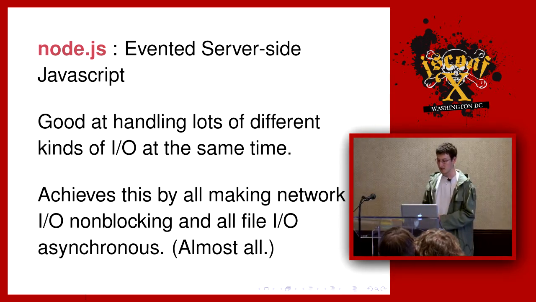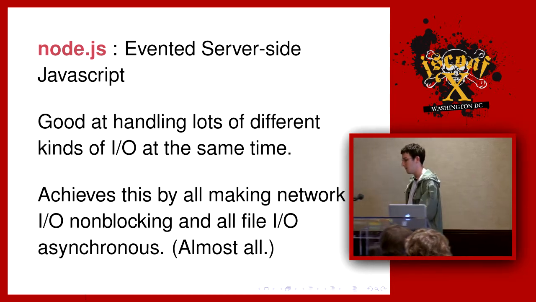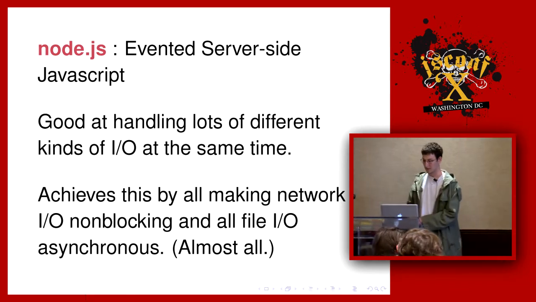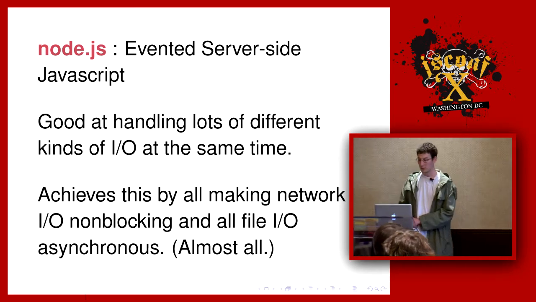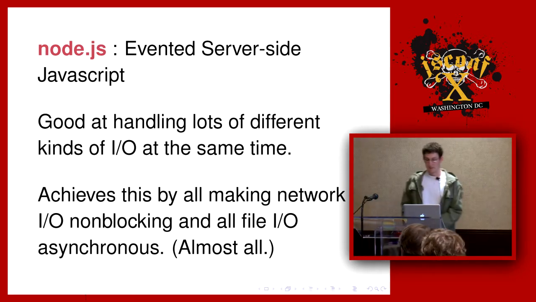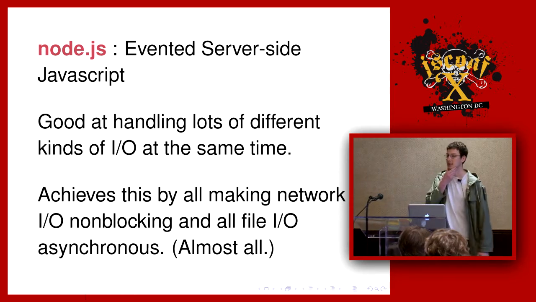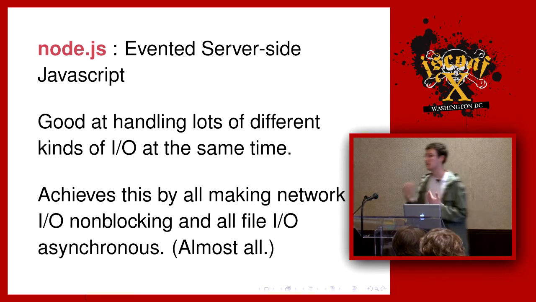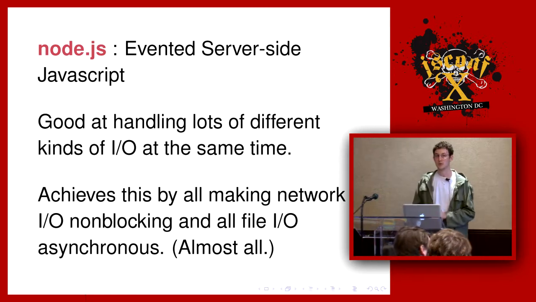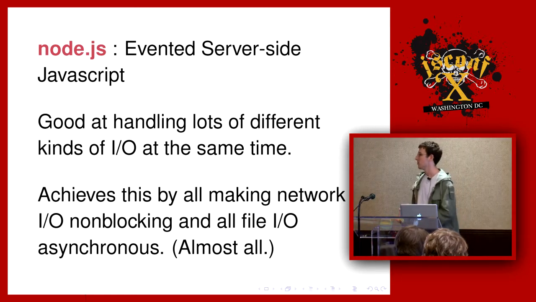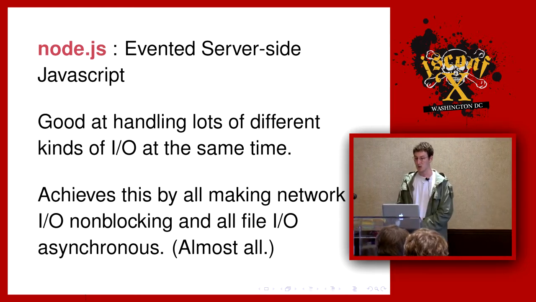And it does this in a way that's not at all new. It's what Twisted and Event Machine do, which is making the network I/O non-blocking and using an event loop. And the file I/O is asynchronous, which is a little bit new. So it has a built-in thread pool so that whenever you call some blocking system call on some file, which system calls usually are on actual hard drive files, it actually goes to a thread pool. So you get this complete non-blocking environment.